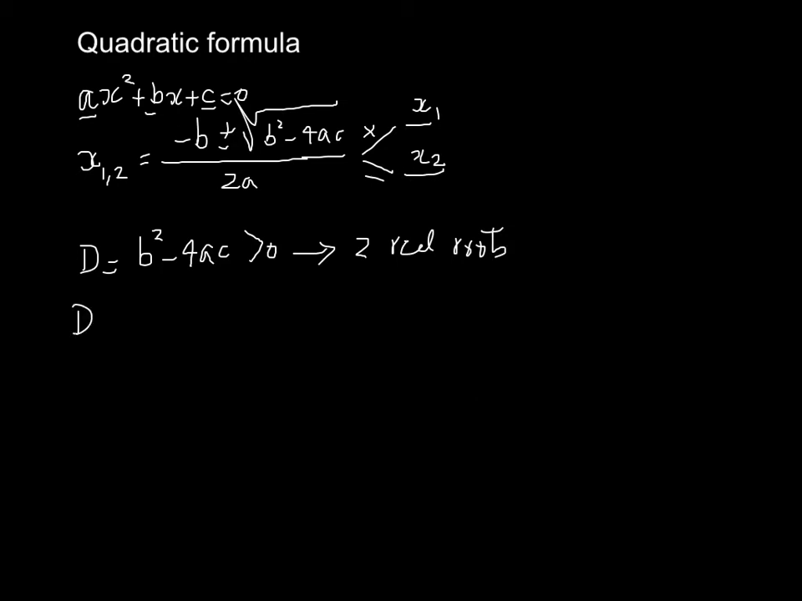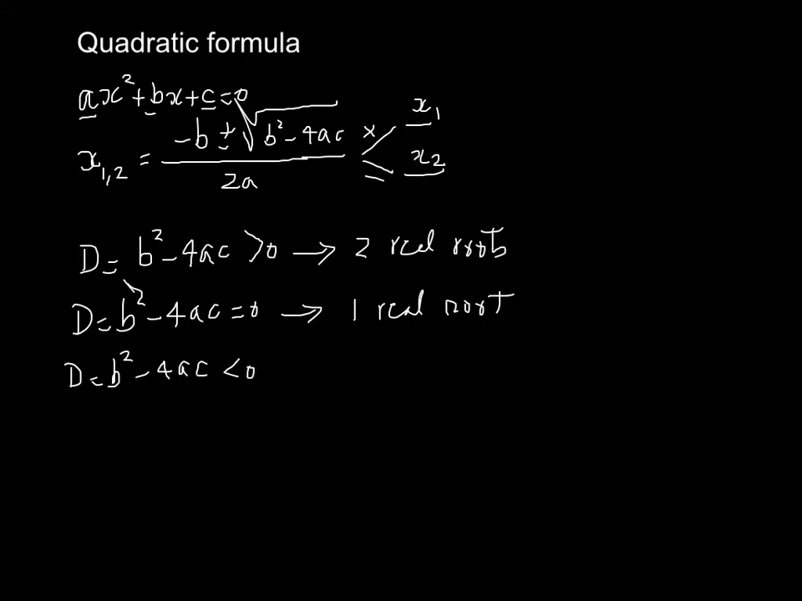If d, which is b squared minus 4ac, is equal to 0, then the answer is just minus b over 2a. This gives us only one real root. If d, which is again b squared minus 4ac, is less than 0, then obviously the square root of a negative number does not exist. This means that there is no real root, or 0 real roots.